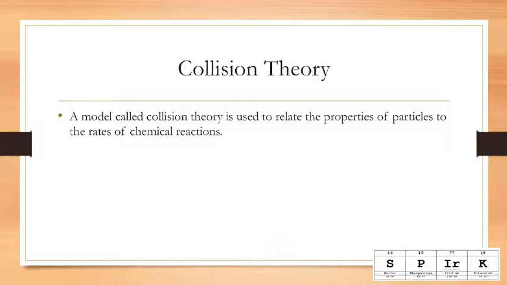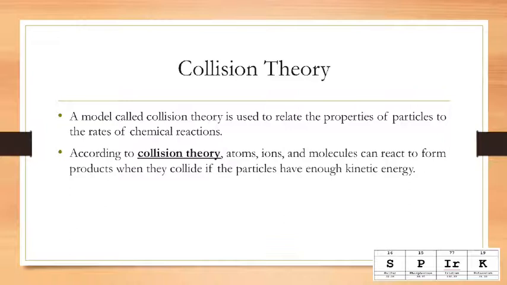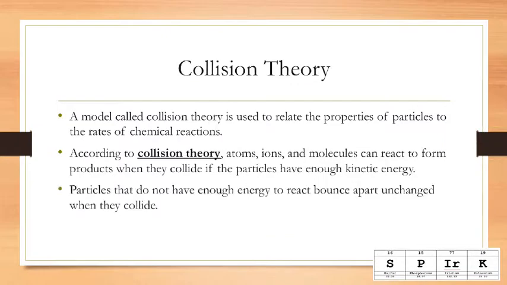A model called collision theory is used to relate the properties of particles to the rates of chemical reactions. According to collision theory, atoms, ions, and molecules can react to form products when they collide if the particles have enough kinetic energy. Particles that do not have enough energy to react bounce apart unchanged when they collide.